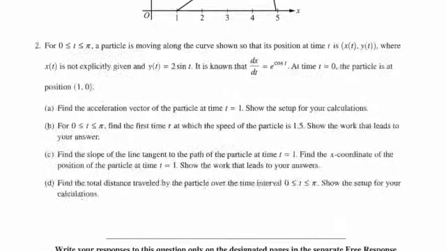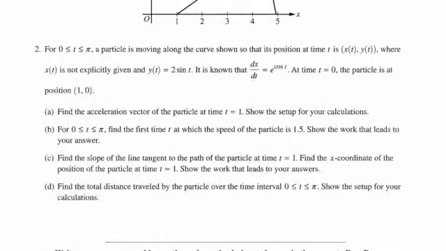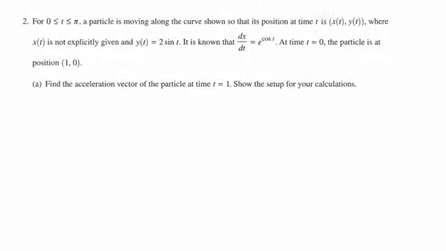So let's see how many parts there are. Four parts. So let's solve part A. Find the acceleration vector of the particle at time t equals 1. Show the setup for your calculations. We know that the acceleration vector, if we write it as a(t), equals (x double prime of t, y double prime of t). V(t) equals (x prime of t, y prime of t).